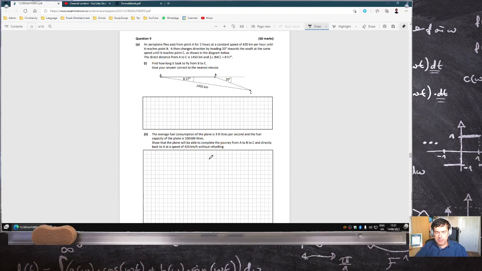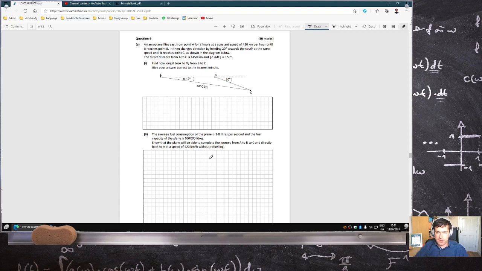I don't even know if it's the same triangle again. It then changes direction by heading 20 degrees towards the south at the same speed until it reaches point C. The direct distance from A to C is given, the angle is given. How long to go from B to C?